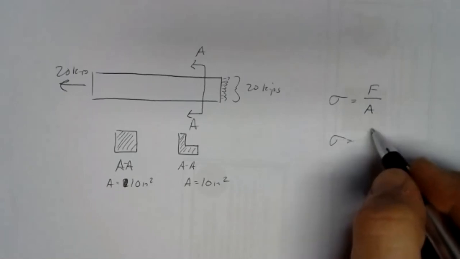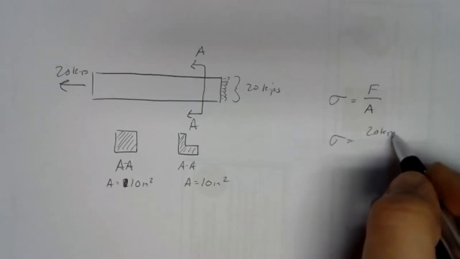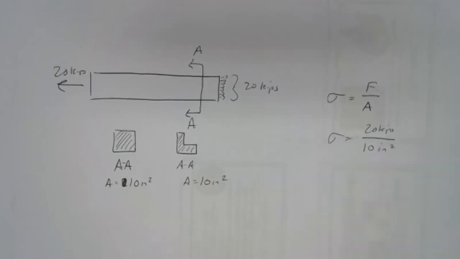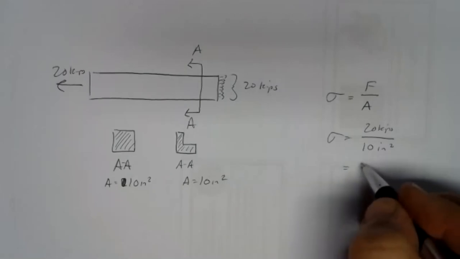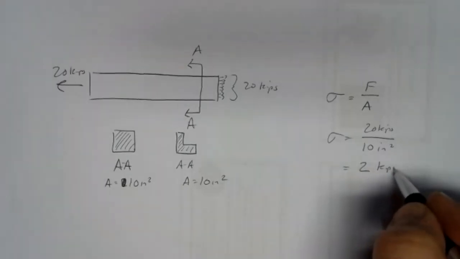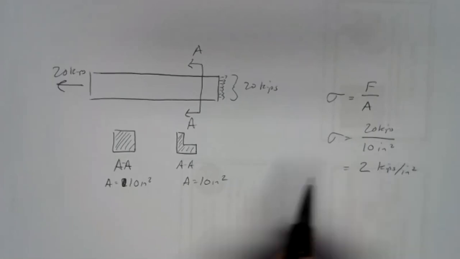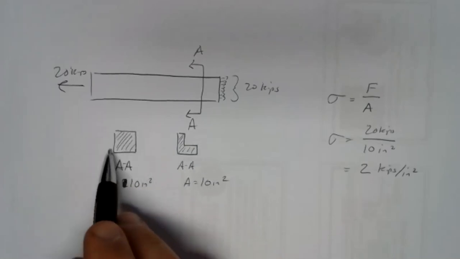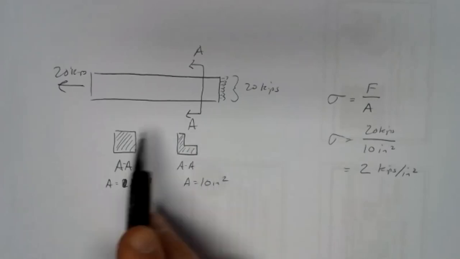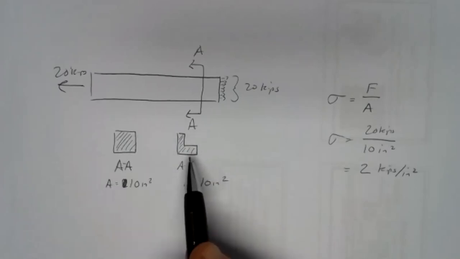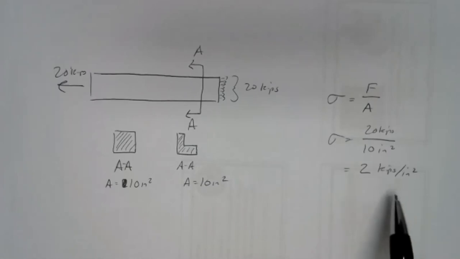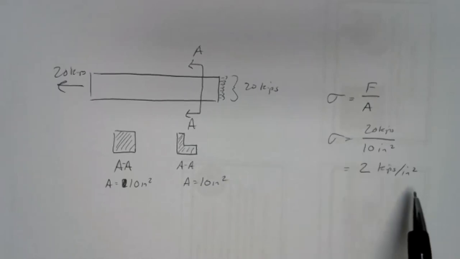Our stress is whatever the force is, 20 kips, divided by whatever the area is, 10 square inches. Once we find out that our stress is 2 kips per square inch, it no longer matters whether this was this L channel or whether it was a rectangular or a square profile. We lose the details. It doesn't matter anymore what the shape is. In fact, we most often just need the shape so that we can calculate the area. Once we know the area and we divide it out, it doesn't matter what that shape was. We have 2 kips on every square inch.